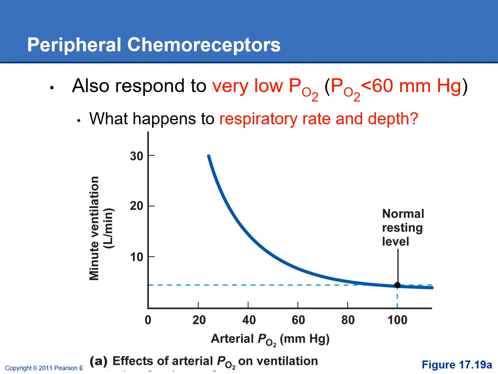So especially when the partial pressure of oxygen gets below 60, you can see that the respiratory rate and the respiratory depth is really going to increase. So you start breathing a lot faster and a lot deeper to try to get more oxygen in.